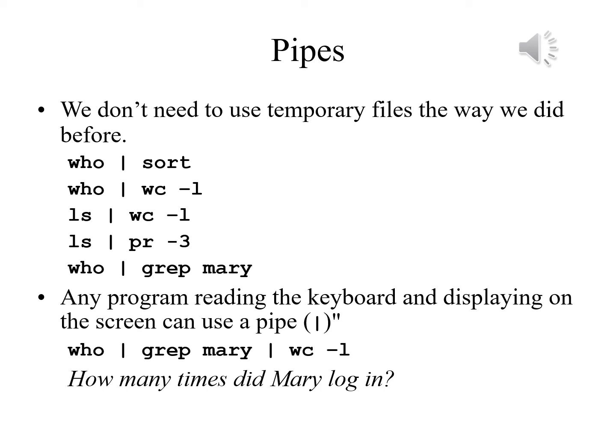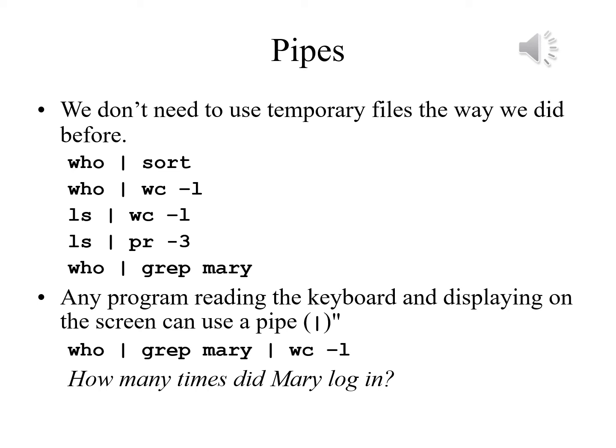who | sort gets the login names of users on the system, sorts and displays them. who | wc -l gets the login names as before and displays the count of lines, one line per login name. ls | wc -l gets the names of the files in this directory and displays the number of lines, one file per line.